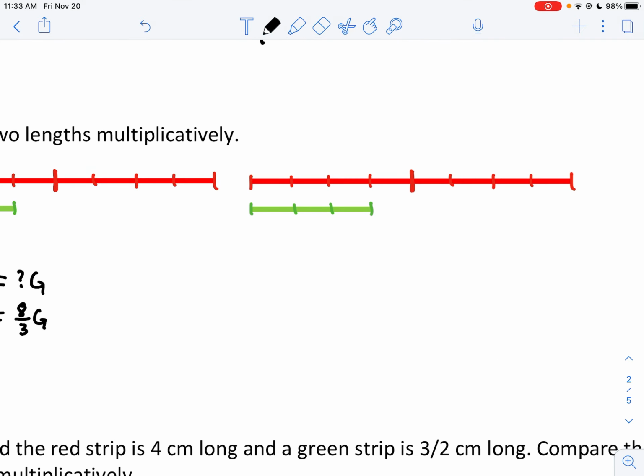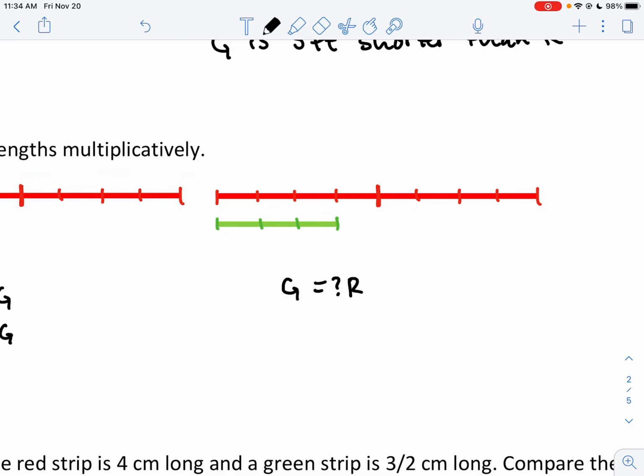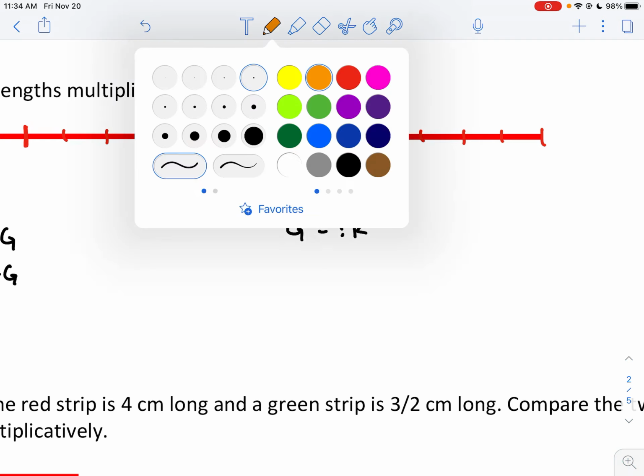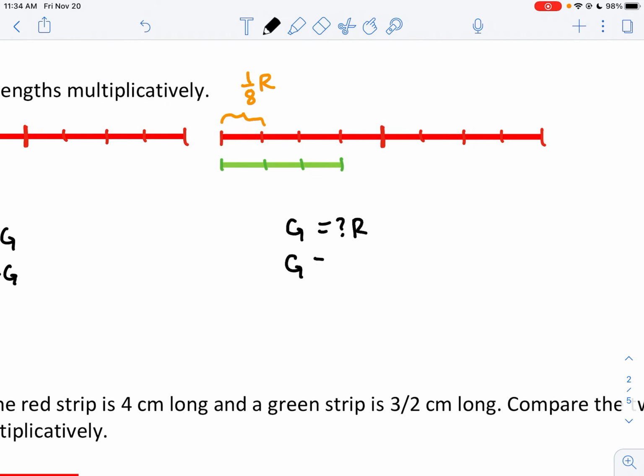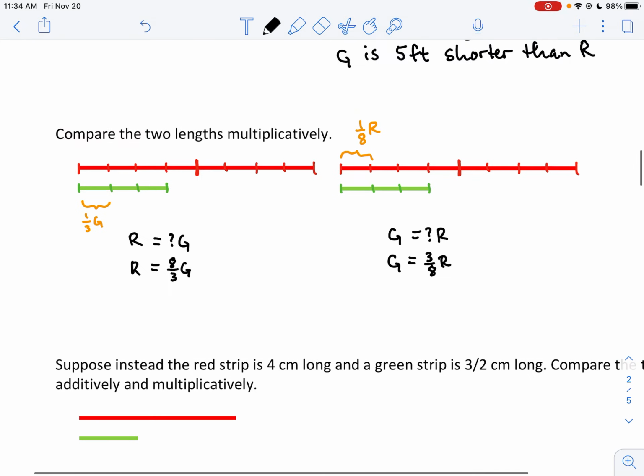Now I'm going to start with the red and scale it by a certain amount so that I get the G, the green. Well, now the red is 1 unit long. That's my unit, 1R. So one of these subunits, we'll go with this one right here, is 1/8 of the red. Now I have to iterate that 3 times to make the green. So this tells me that the green is 3/8 copies of the red. You do 1/8 of the red and then 3 copies of that.